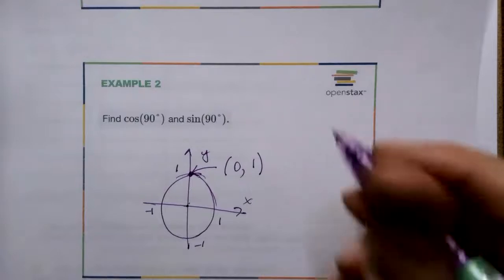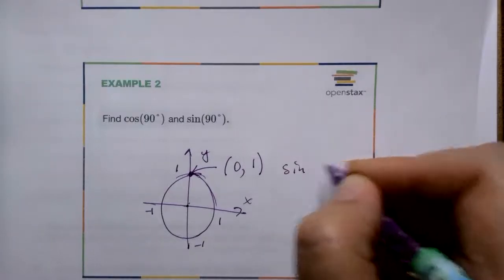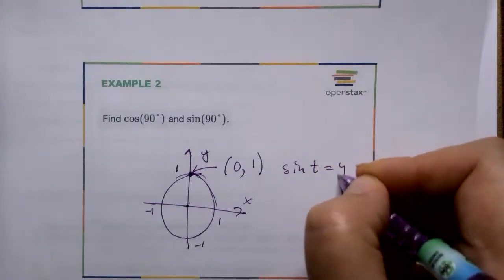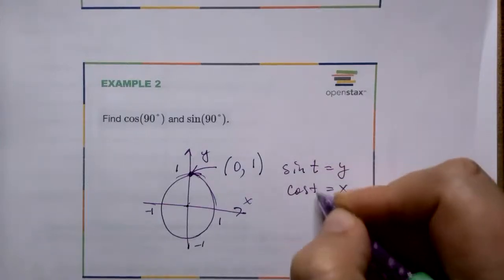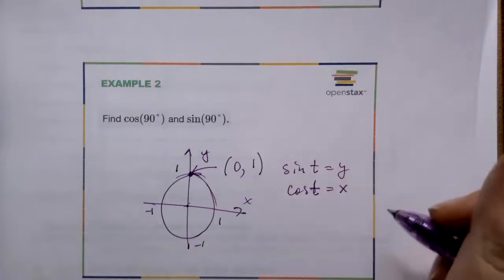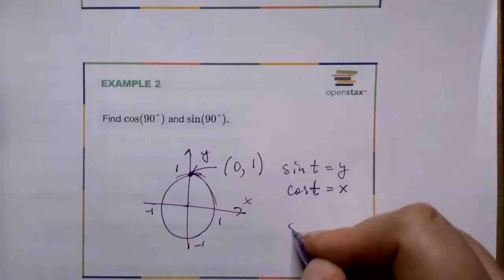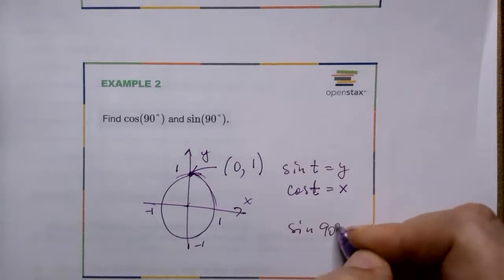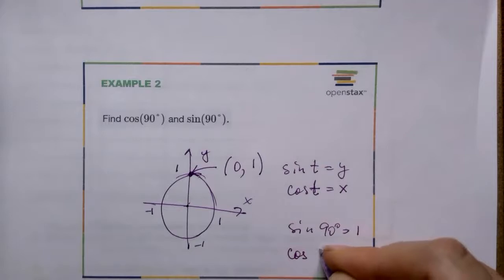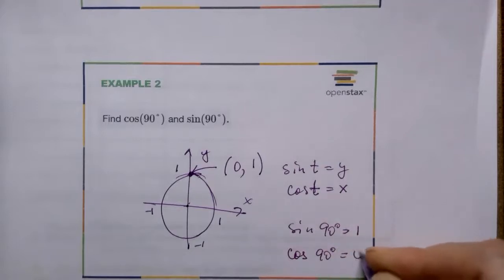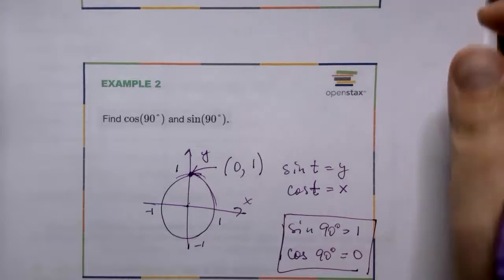And that tells us, remember, in the previous video we were saying that sine of t is y and cosine of t is x when referring to the unit circle. So therefore, the sine of 90 degrees is the y-coordinate, which is 1, and the cosine of 90 degrees is the x-coordinate, which is 0. Okay, so we answered this question.